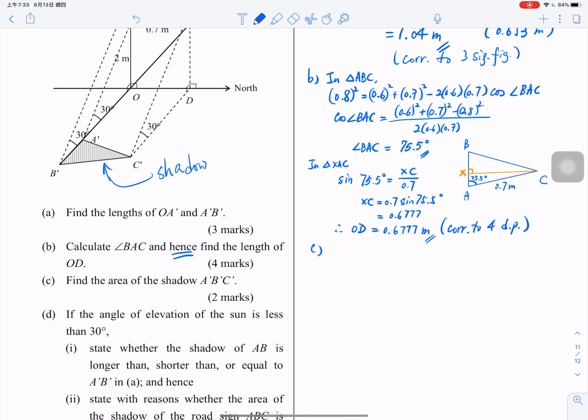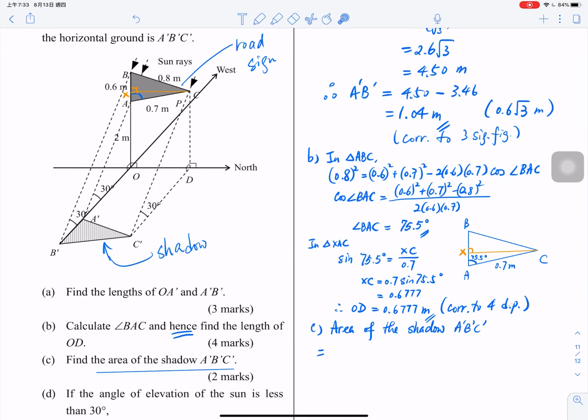Part C. Find the area of the shadow A', B', C'. How to find the area of the shadow? Any relation between part B and C? Just now we know A'B', correct. Here we know about A'B'. Then, anything? Yeah, about the area of a triangle.